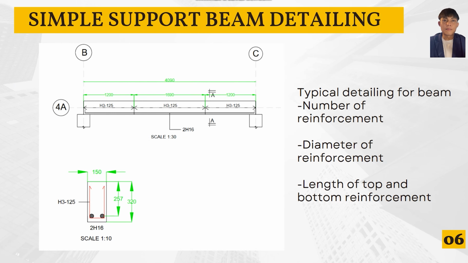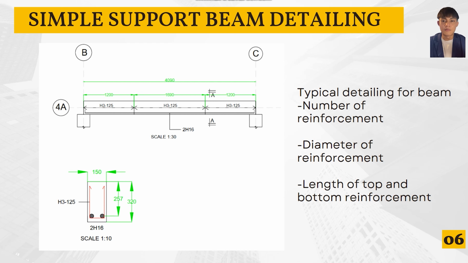So there is the simple support beam detailing. We can see that there are two supports, which are B and C, and we assume that there is the roller support, which is the one-direction vertical acting force, the vertical acting support acting on the beam. We can calculate the detailing of the beam.